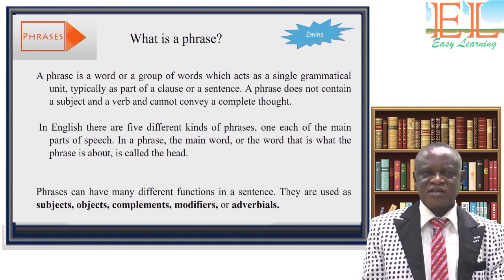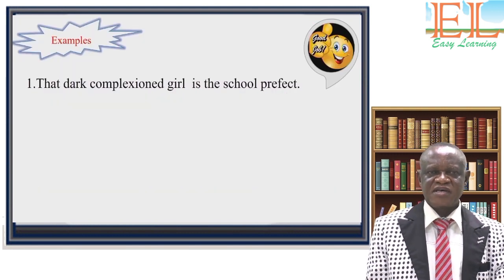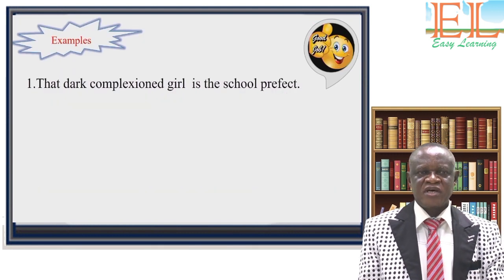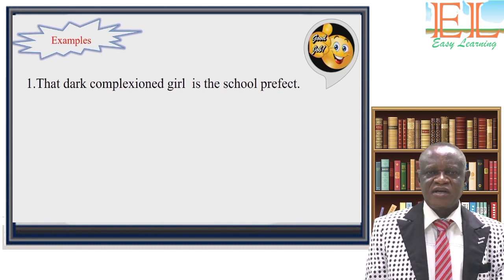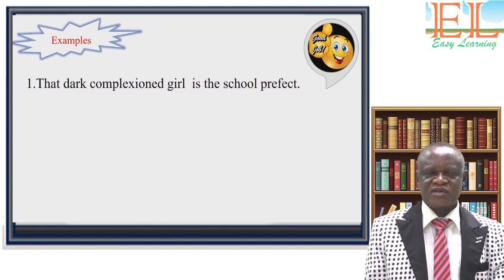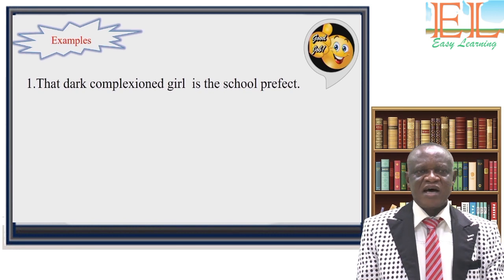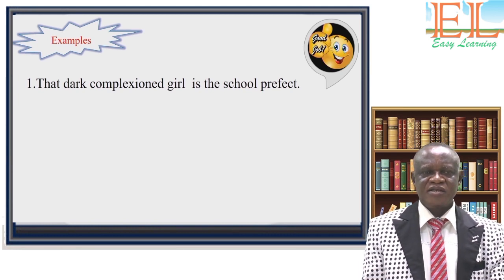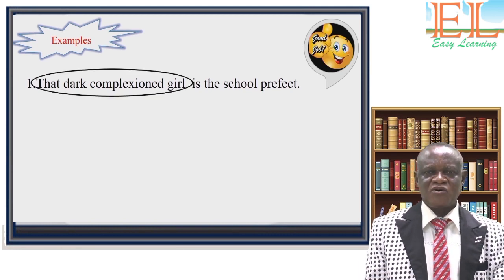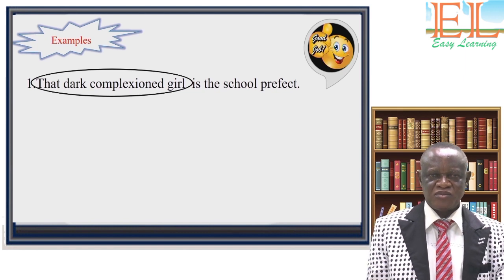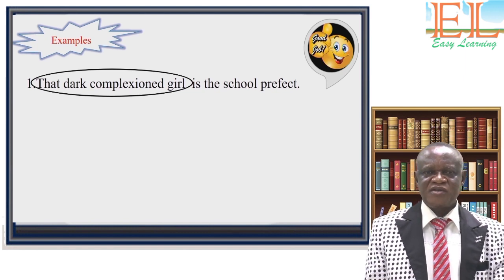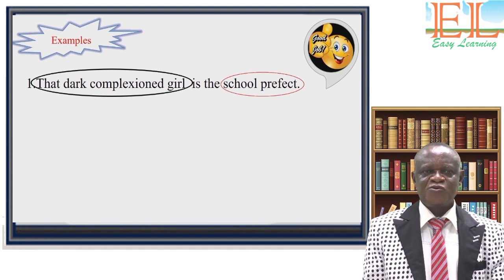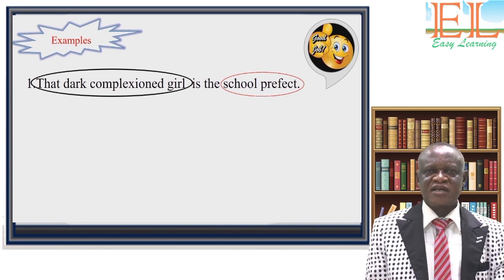Now let us look at an example. We have a sentence on the slide. The dark complexion girl is the school prefect. That dark complexion girl is functioning as the subject of the sentence. We have another phrase, the school prefect. The school prefect is functioning as a complement.